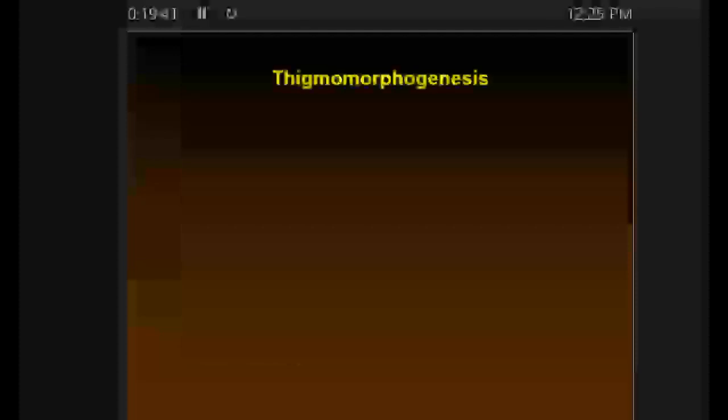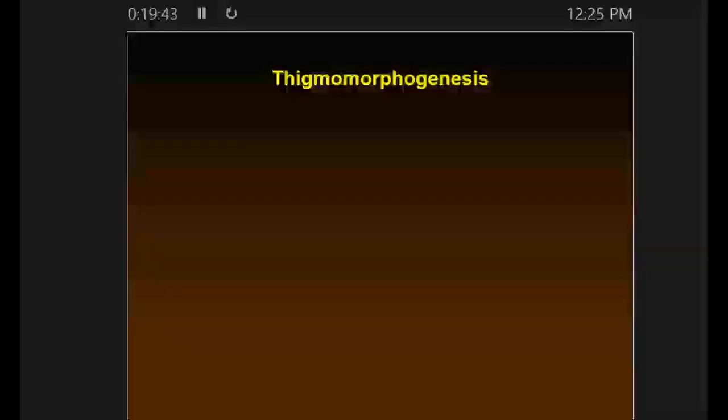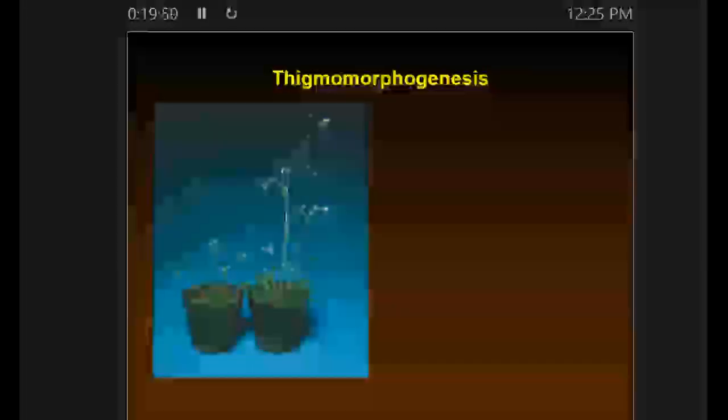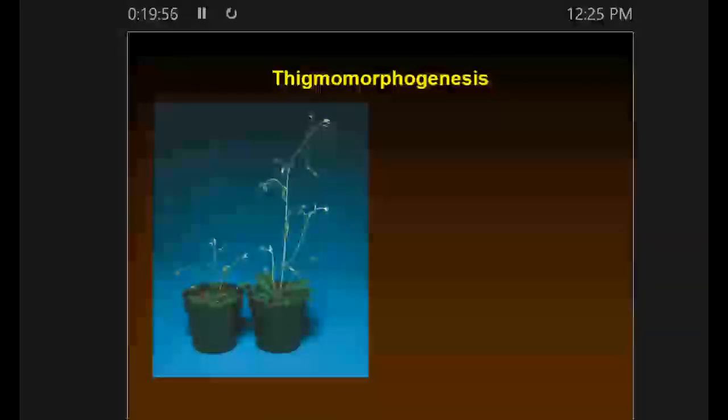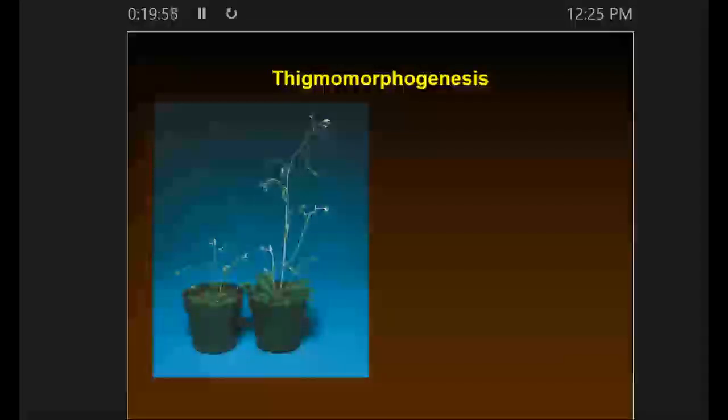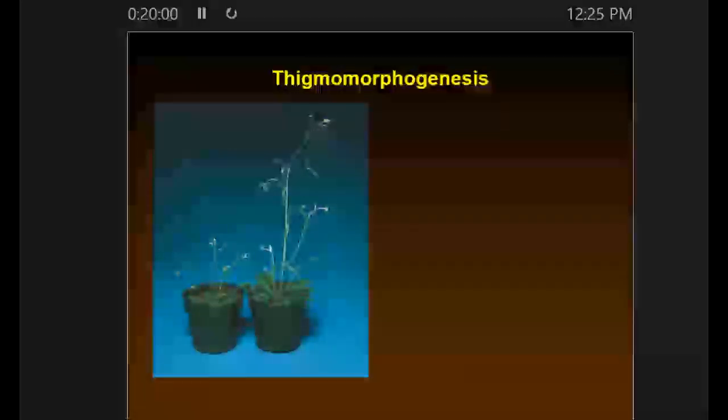Okay, here's another one. Thigmomorphogenesis is a mouthful, but if you dissect the word, it makes sense. Thigmo is touch. Morpho is the shape of something, in this case, the plant. Genesis is to create. So what they're saying is it's going to alter its morphology, create a morphology based on touch. And you can do this with your own plant.